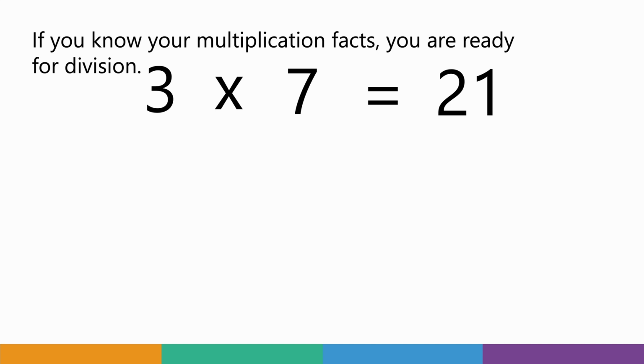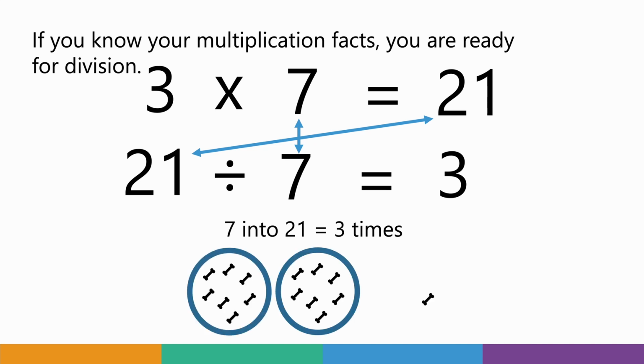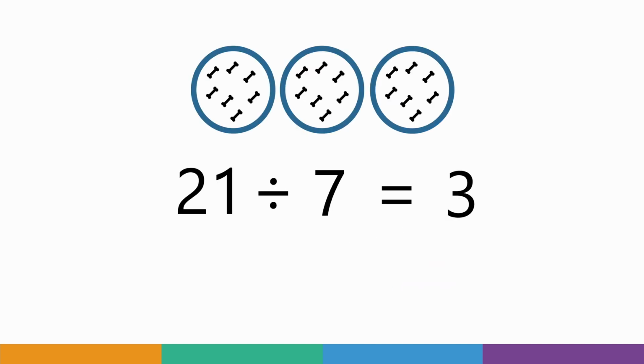3 times 7 equals 21. 21 divided by 7 equals 3. 7 into 21 equals 3 times.